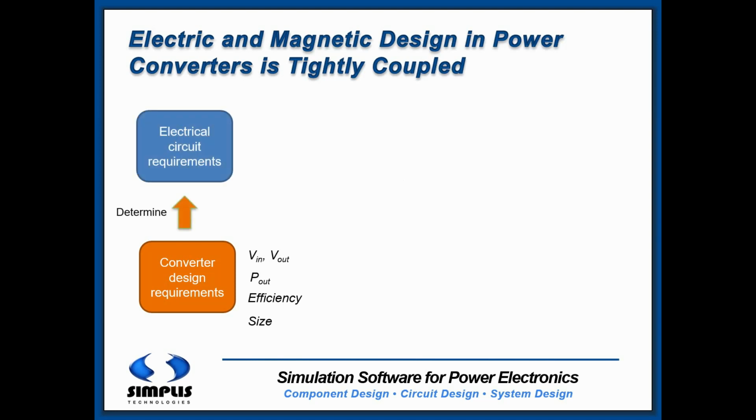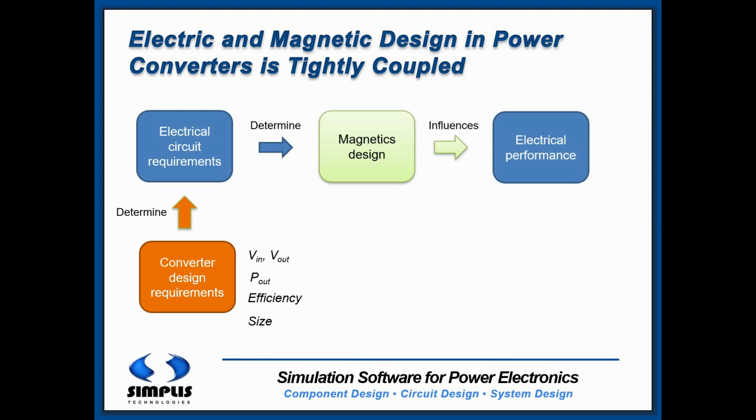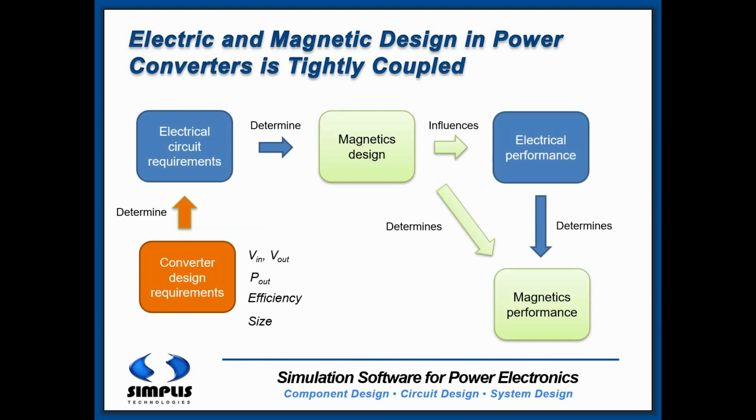So this will determine the requirements of our electrical circuit, and that in turn will determine the requirements of our magnetics design, of any inductors or transformers that may be in the converter. The design of that magnetics influences the electrical performance of the converter, but the performance of the entire circuit also influences the performance of the magnetics, for example, the losses in the magnetic components. And all of this goes back to affecting our design targets, such as efficiency and size.